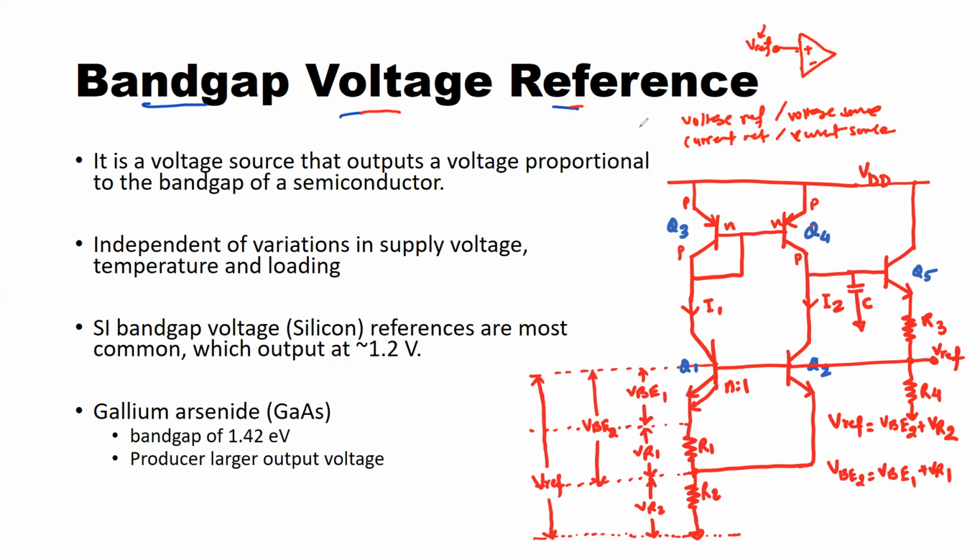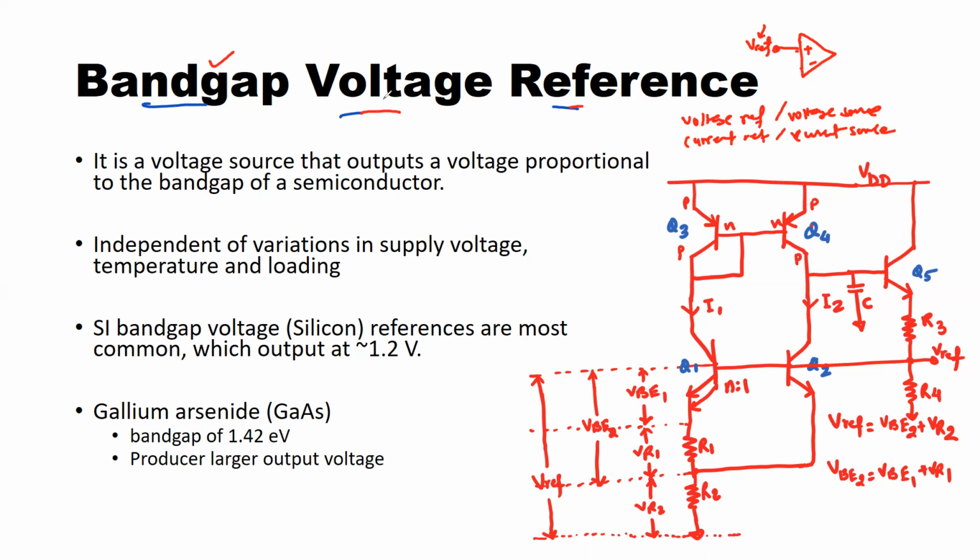We need biasing in the circuits, whether it's current biasing or voltage biasing. And as I just said, in data converters or regulators or any kind of circuit where you need a stable reference for the voltages and the currents, you need such circuits. That circuit is called a voltage reference or current reference. So right now our focus is on a voltage reference circuit, and specifically a bandgap voltage reference.